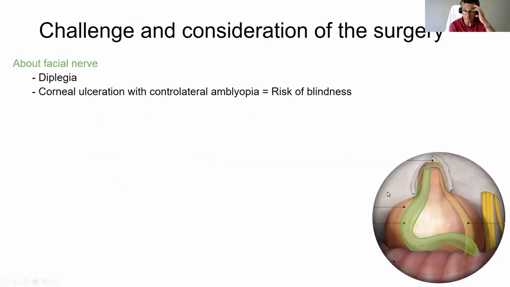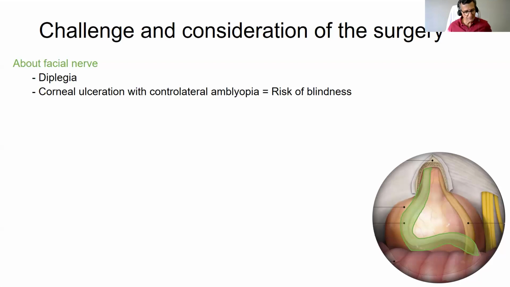And during the surgery, what is very difficult about the facial nerve: in case of bilateral facial palsy, you have a dysplasia and it's quite impossible to manage. So it was the case before Avastin. Now with Avastin, it modified our strategy and we don't frequently perform surgery on the second side. And when you have a facial nerve palsy, you have a corneal ulceration, and with Avastin sometimes it's difficult.